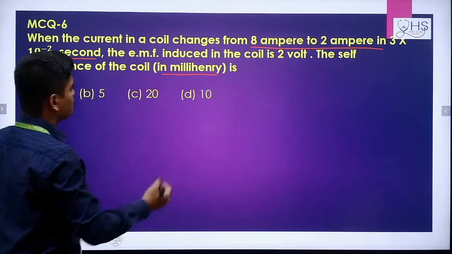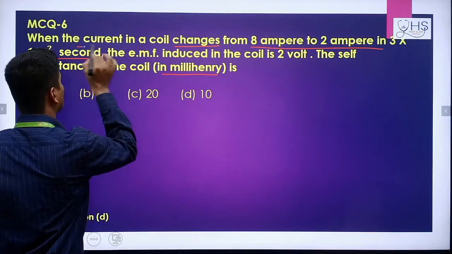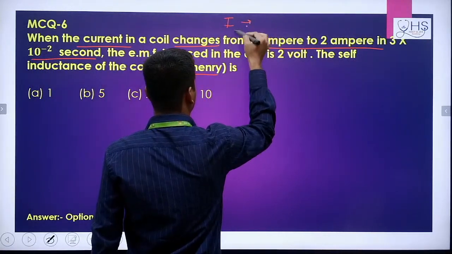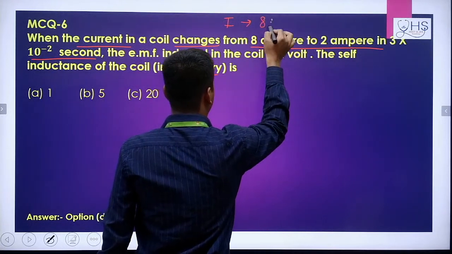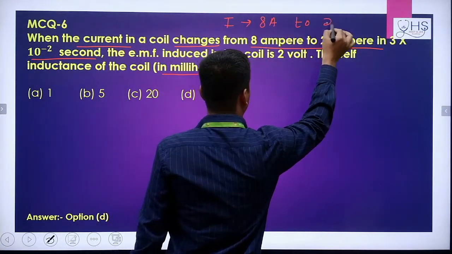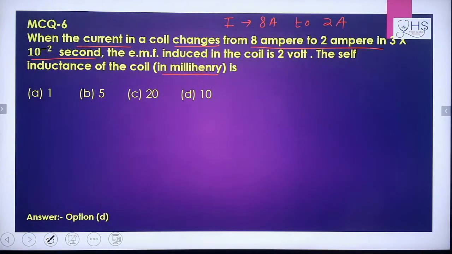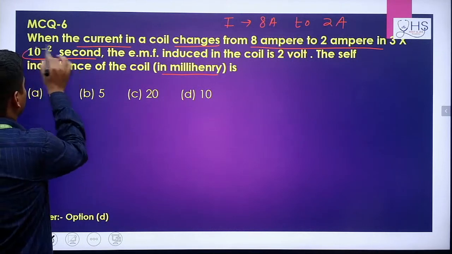So what is given actually? Current in a coil changes, which means di is happening, from 8 ampere to 2 ampere. So how much change can you tell? 6 ampere change. Basically the current is decreasing there. Now time is given here. How much time? 3 into 10 to the power minus 2 second.